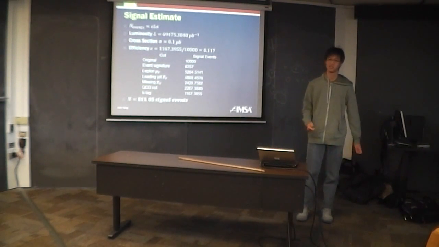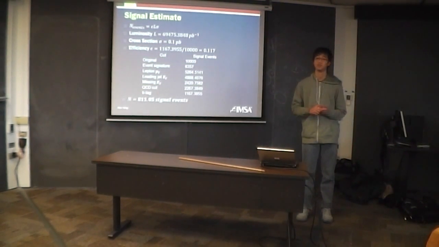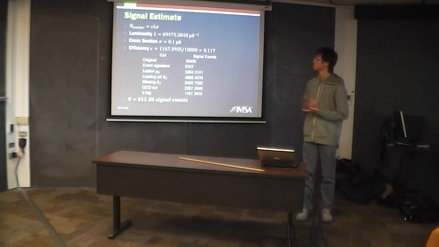So the number of events is the product of the efficiency, the luminosity, the cross-section, and the acceptance. The acceptance is about 1, so its effect is negligible. The luminosity is about 70,000 inverse picobarns. The cross-section is about 0.1 picobarns, and the efficiency was calculated to be about 12%.